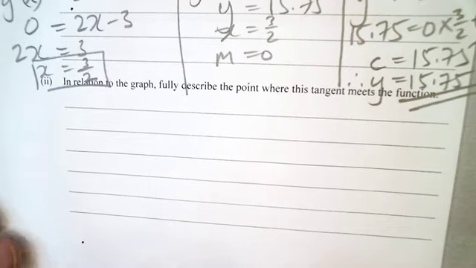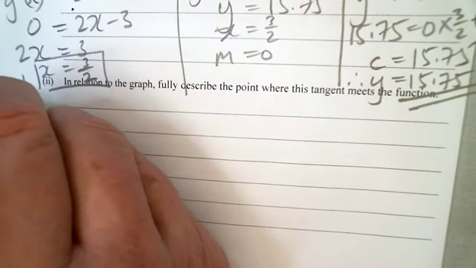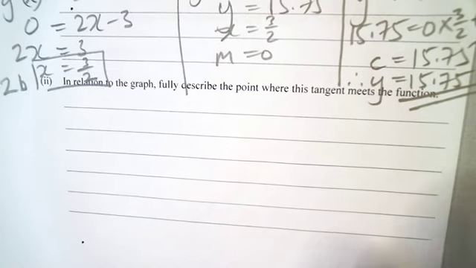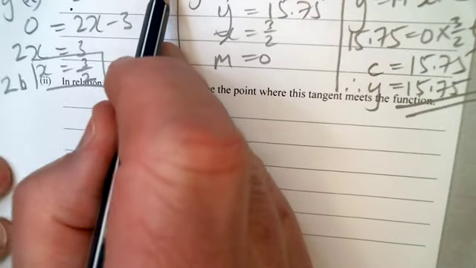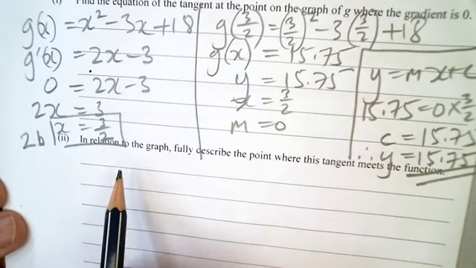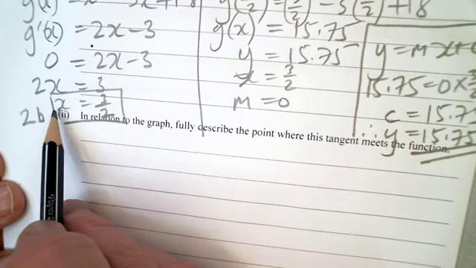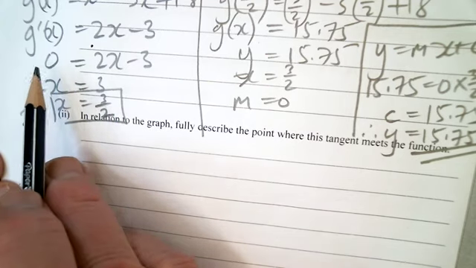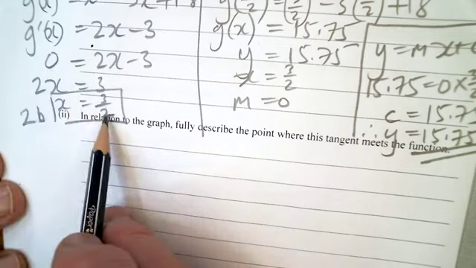All right, question 2b, part 2. It says, in relation to the graph, fully describe the point where the tangent meets the graph. So we're looking at this thing here, and we know certain things about it. We know that when x is 1.5, the gradient is 0. So that must be a turning point.